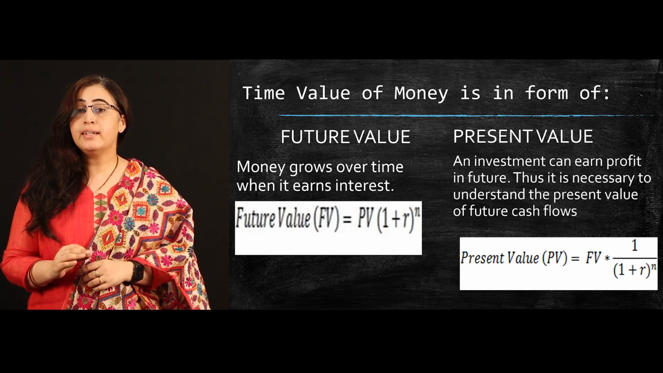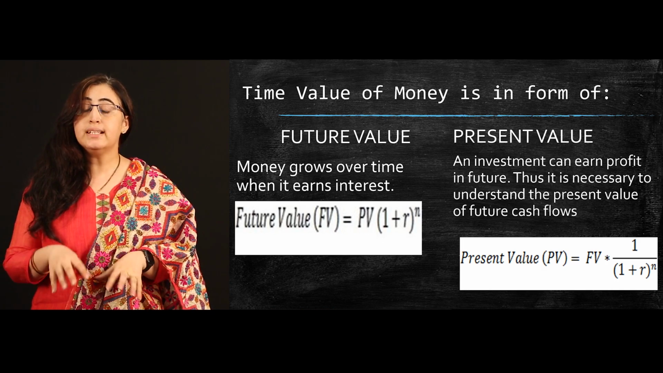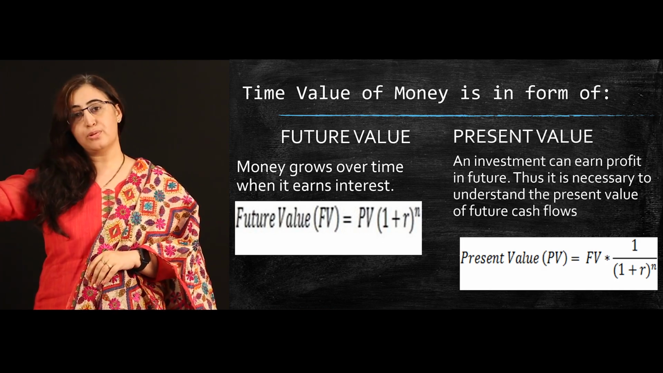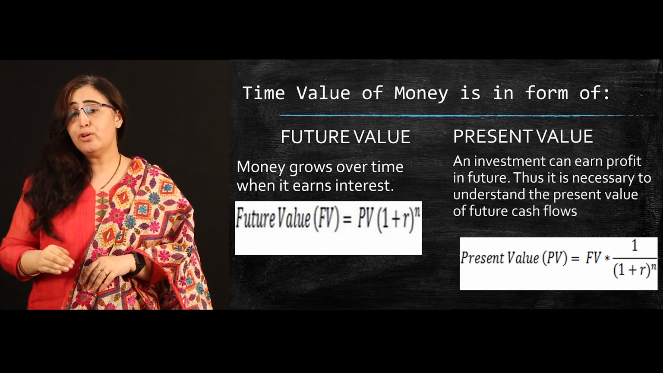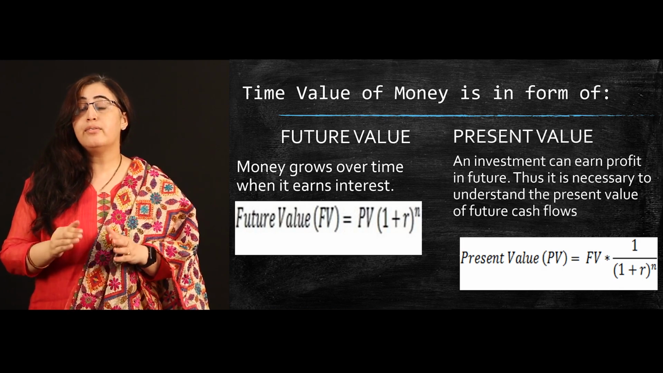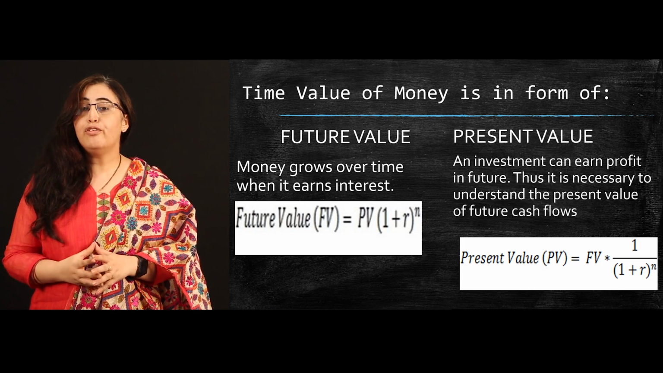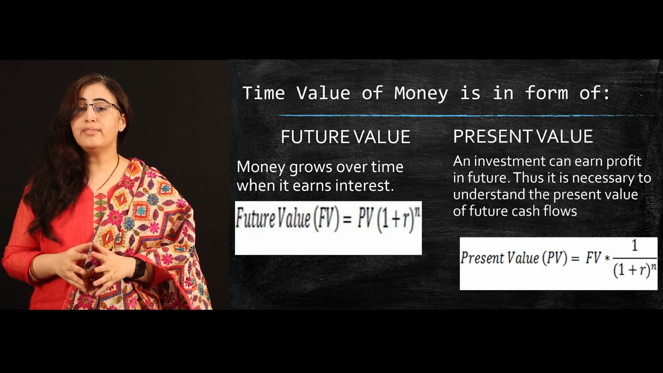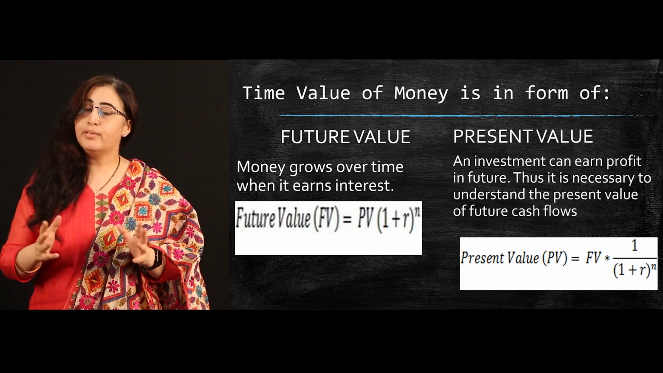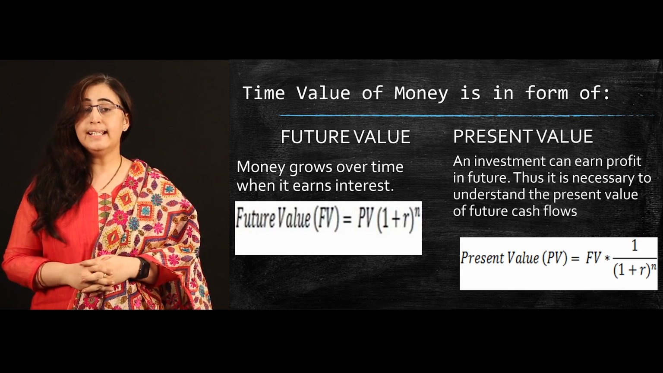An investment can earn profit in future. Thus, it is necessary to understand the present value of future cash flow. So, if in future you are going to earn 15,000 rupees, what will be the value of that 15,000 today? That will give you a clear idea of what exactly you are going to earn in future. The formula of present value is future value multiplied by 1 upon (1 plus R) to the power of N.